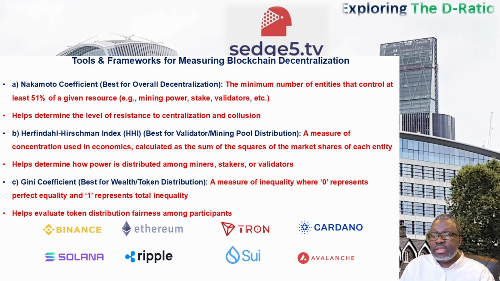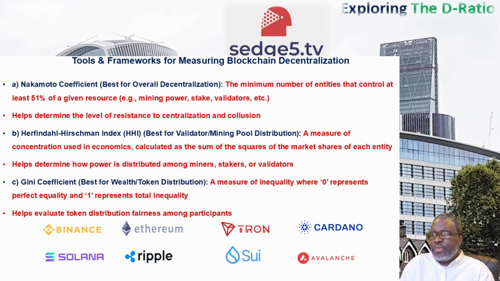The HHI index is a measure of concentration used in economics, calculated as the sum of the squares of the market share of each entity. It can be used to help determine how power is distributed among miners, stakers, or validators. And it can be calculated using blockchain explorer data and Excel or Python scripts. Okay, that's why I said this might not be your cup of tea, but stay on, because the exciting part is coming somewhere in the video.